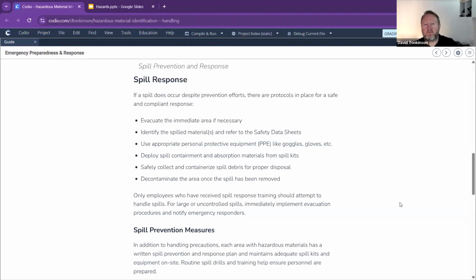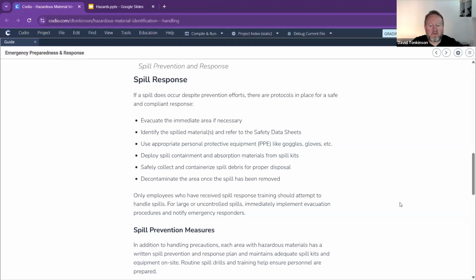And then we all know we need to get the right safety container to put it in. So once we've contained the spill, we then put it into the relevant safety container, which we then label and mark and dispose of properly. Then it's decontaminating the area once the spill's been removed. It's kind of a cleanup, isn't it? Making sure we get rid of everything.